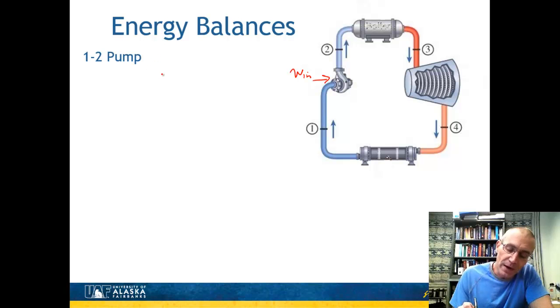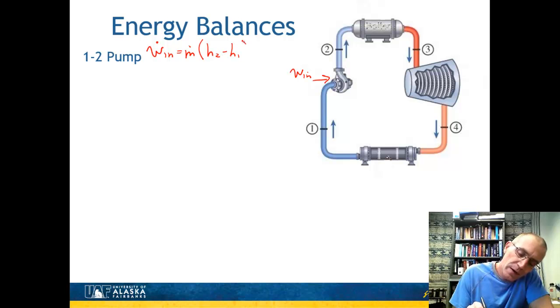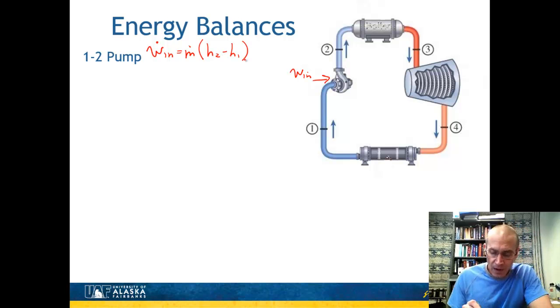So if I was to write my energy balance, I know that the work that goes in is going to be equal to the mass flow rate. So let's go ahead and do this on a rate basis, times H2 minus H1. And so that's the amount of work that goes into raising the enthalpy. It turns out that this does not actually require a whole lot of work. And the other thing is that we've got a saturated liquid that's turning into compressed liquid, which is more or less incompressible.